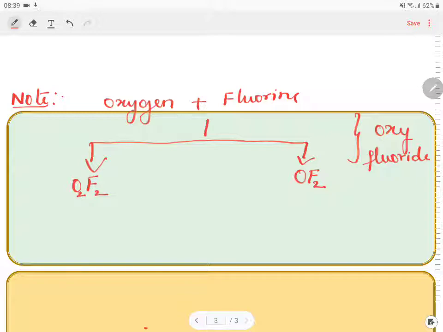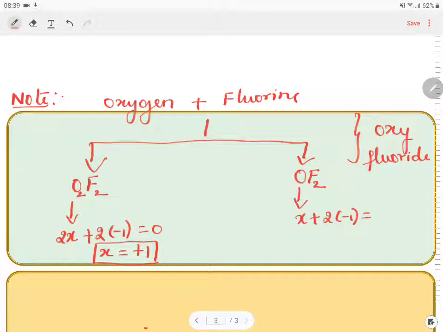How to find the oxidation number? I'll write it as 2x plus 2 into minus 1, each fluorine having minus 1, equal to 0. Therefore, x will be equal to plus 1. In O2F2, oxygen will have a plus 1 oxidation state. Similarly, if I consider OF2, x plus 2 into minus 1 equals 0, so x is equal to plus 2. Therefore, the oxidation number of oxygen will be plus 2. These two are the exception.